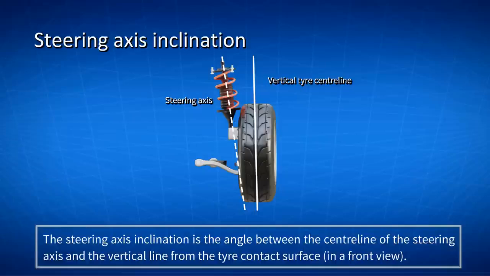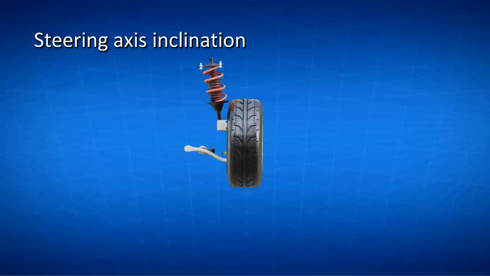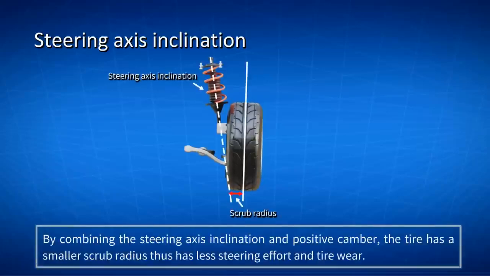The distance between the steering axis and the center of the contact patch is the scrub radius. By combining the steering axis inclination and positive camber, the tire has a smaller scrub radius, thus has less steering effort and tire wear.